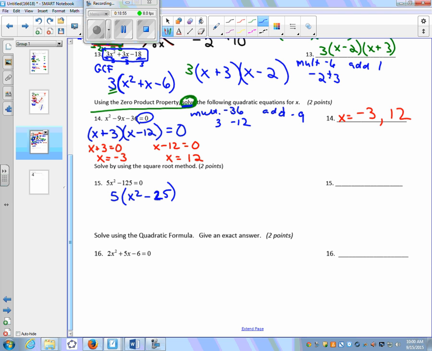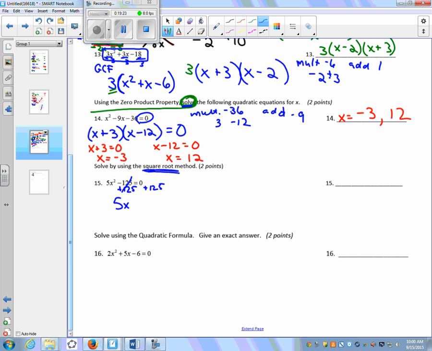When I divide everything by 5, now I've got the 5 out front, and then I have to continue factoring. It says factor, we have to factor, square root method. I was doing the factoring method. Okay, square root method. So in order to use the square root method, we want to get x squared isolated first. So we're going to add 125 to both sides.